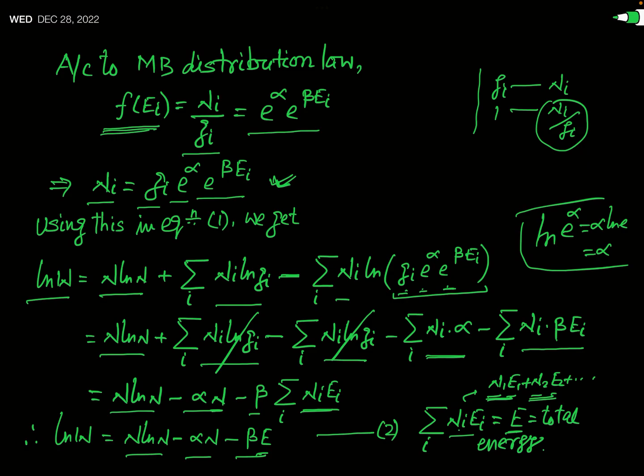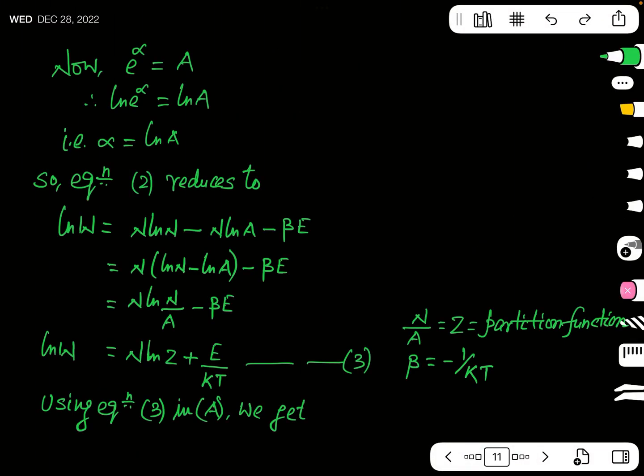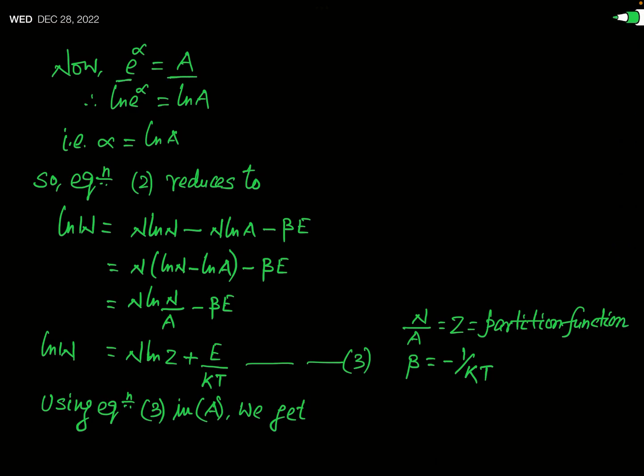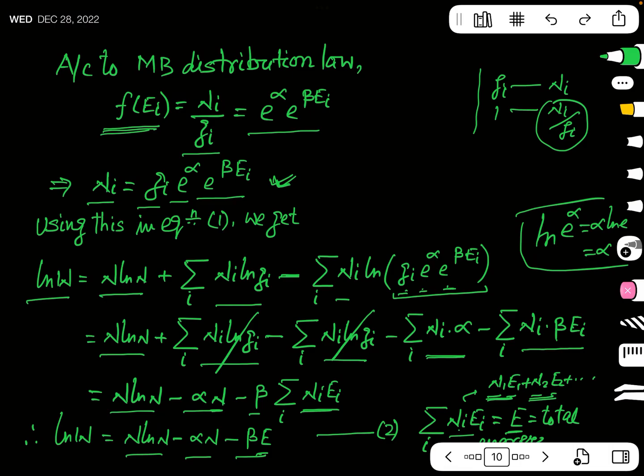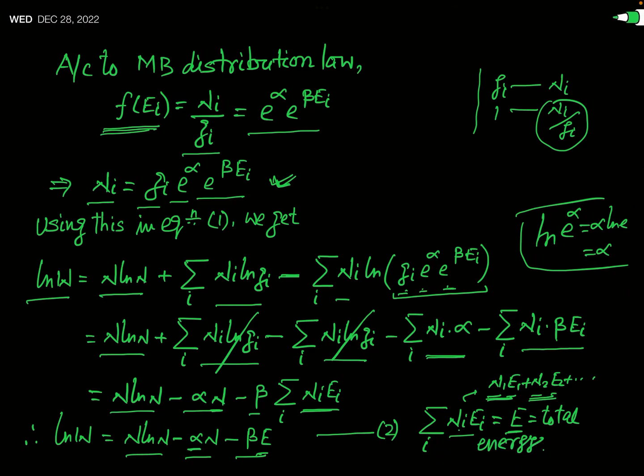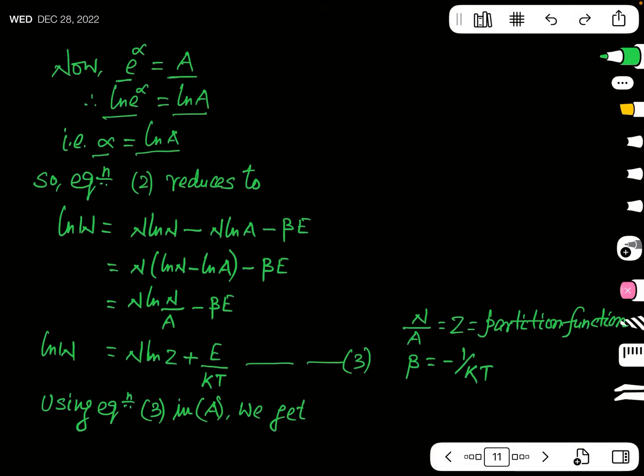Now we will evaluate this alpha in terms of A, which this symbol was already used in the Maxwell-Boltzmann distribution law. You can see that we have written earlier that e to the power alpha is denoted by the symbol A. Okay. So if we take log on both sides, this will be log e to the power alpha, and that will be equal to log A. But log e to the power alpha, you know, is simply alpha. Okay. So alpha is equal to log A. So in this equation, this alpha will now be replaced by log A. Okay. So in place of alpha, we will write log A. And what will be your result? You can see.